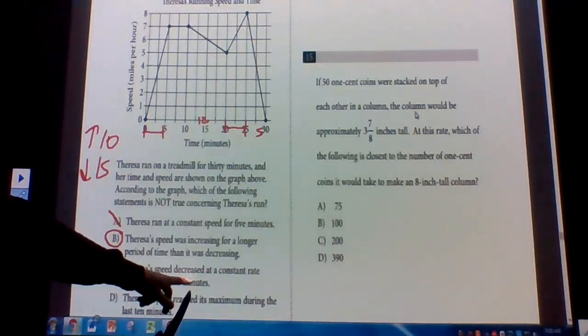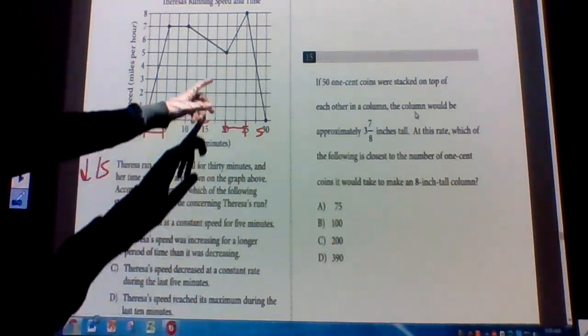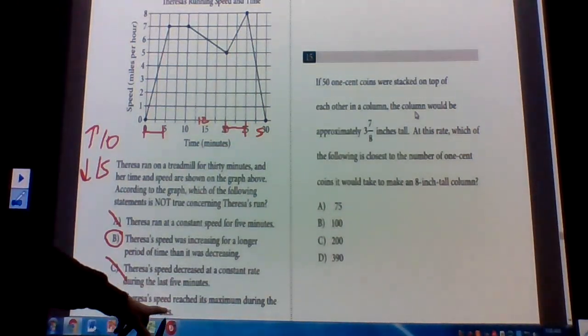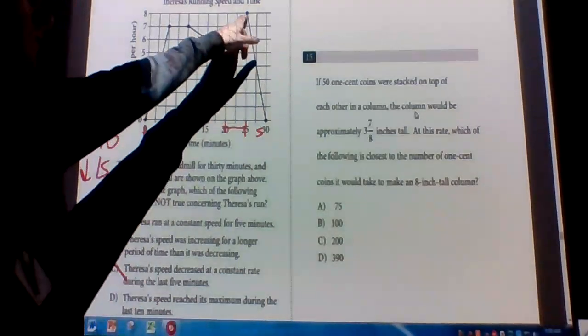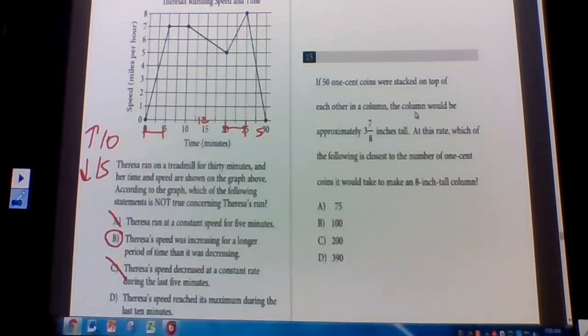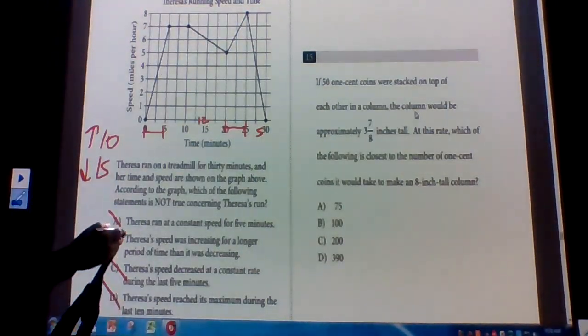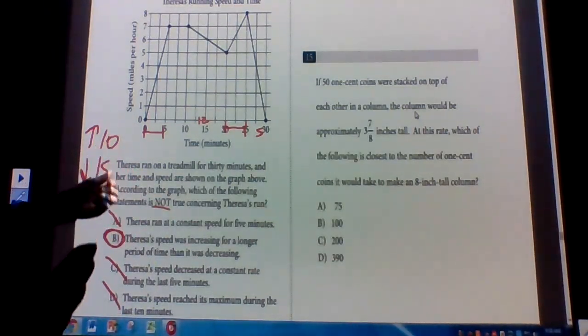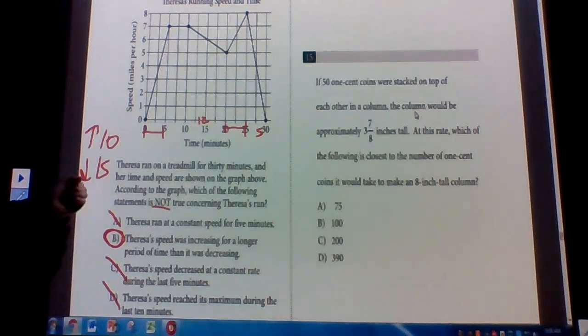Teresa's speed decreased at a constant rate during the last 5 minutes. That's true, right? It's a straight line. So it's decreasing at a constant rate, so that's true. Teresa's speed reached its maximum during the last 10 minutes. Yes, during the last 10 minutes, her speed reached a maximum. So that one is also true. So the one that is not true is B. It was increasing for 10 minutes, decreasing for 15. So it was not increasing longer than it was decreasing.